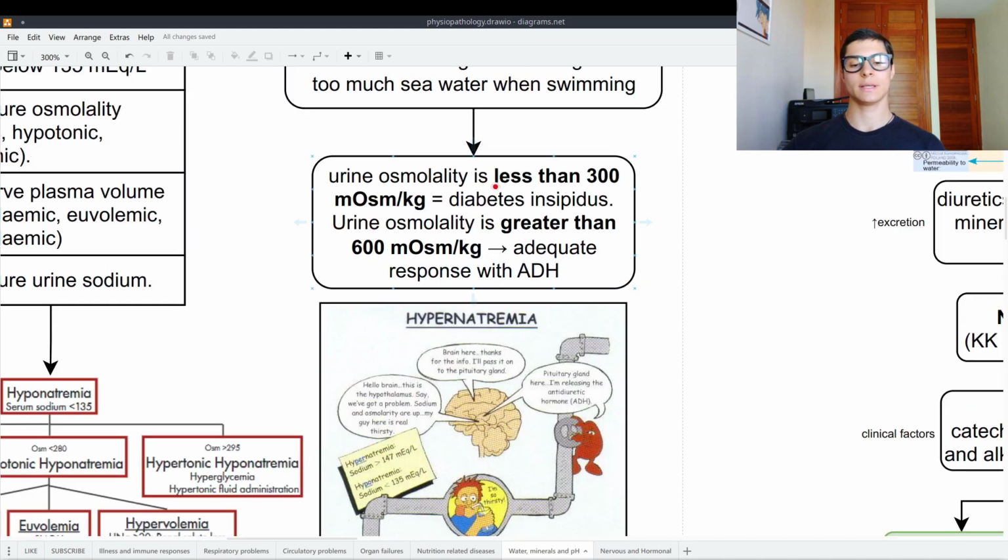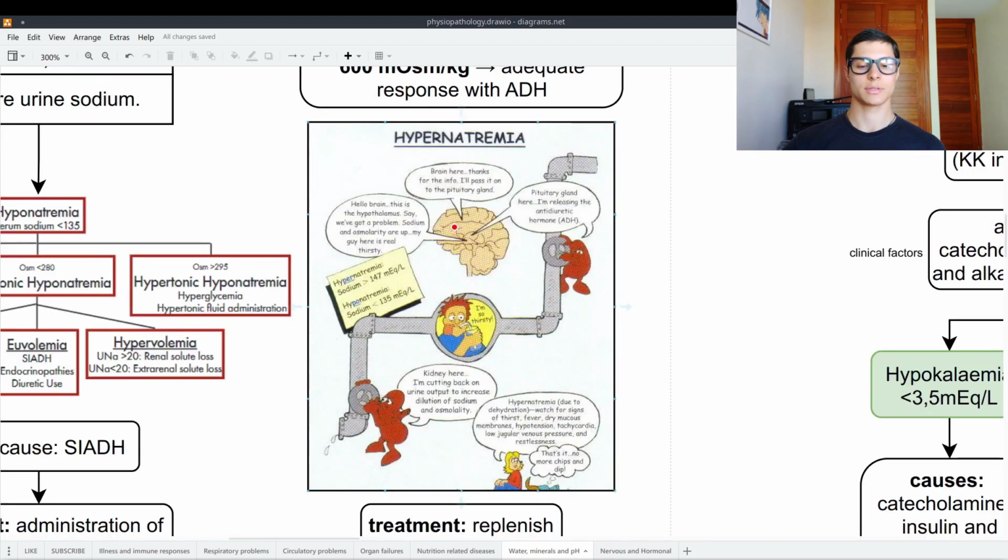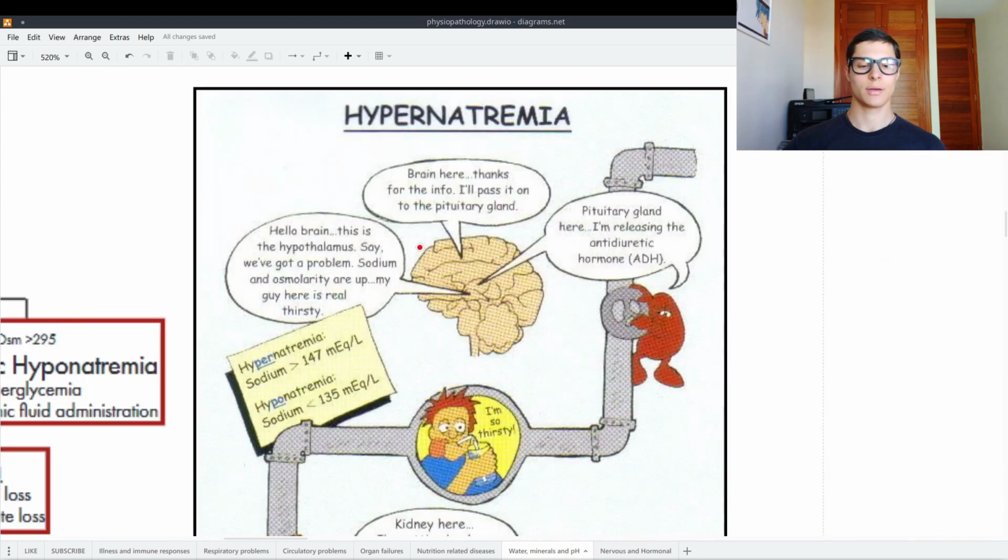If the urine osmolarity is less than 300 milliosmol per kilogram, then it is because of diabetes insipidus. If the urine osmolarity is greater than 600 milliosmol per kilogram, it is an adequate response with ADH. As you can see here in this little drawing, hypernatremia.